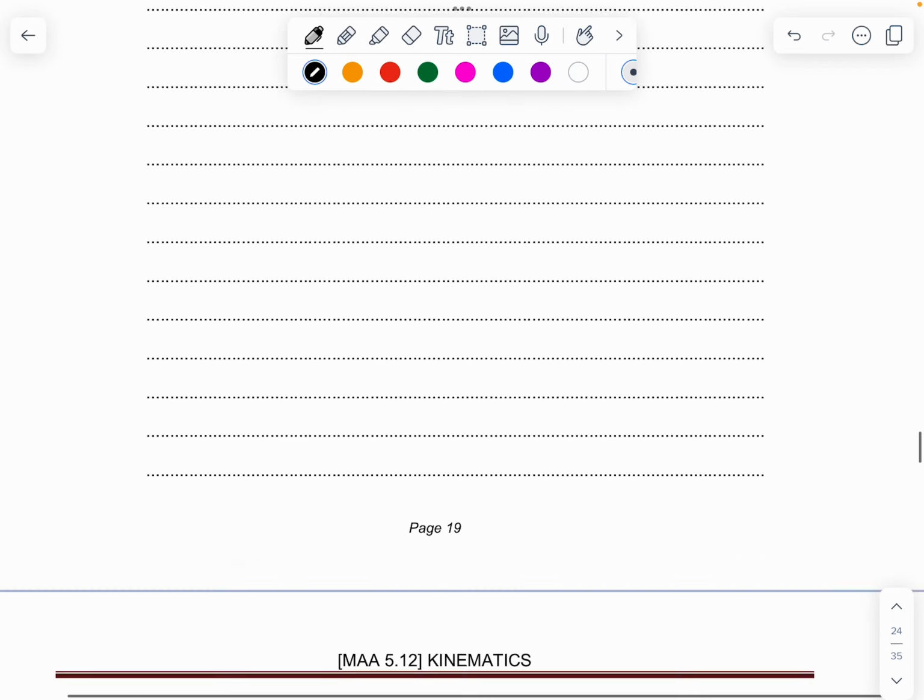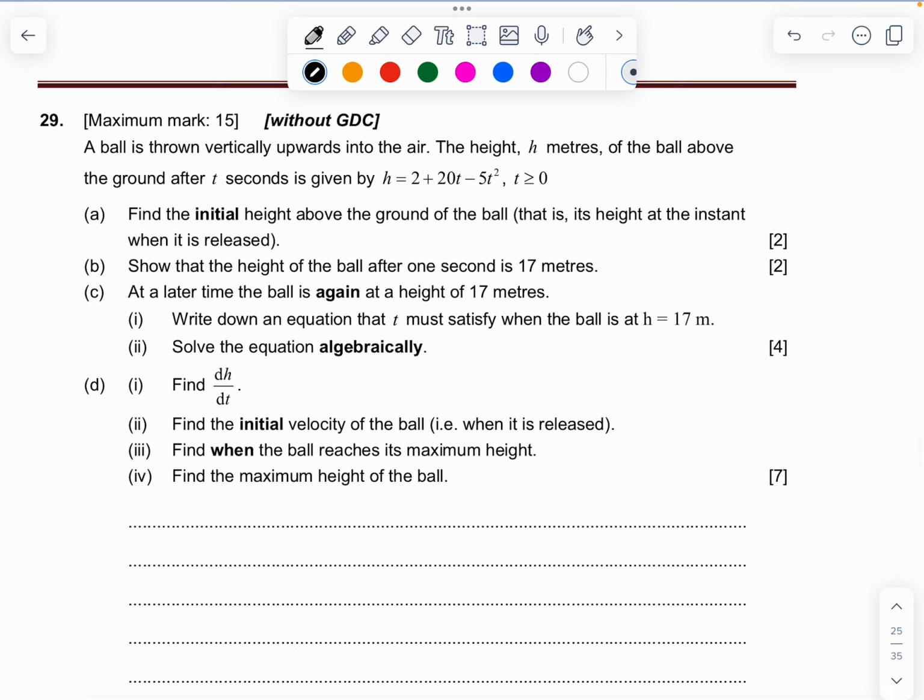Question number 29. A ball is thrown vertically upwards into the air. The height h meters of the ball above the ground t seconds is given by this. Find the initial height above the ground. So for finding the initial height, t should be equal to 0. So h equals 2 plus 20 times 0 minus 5 times 0 square, which is equal to 2.